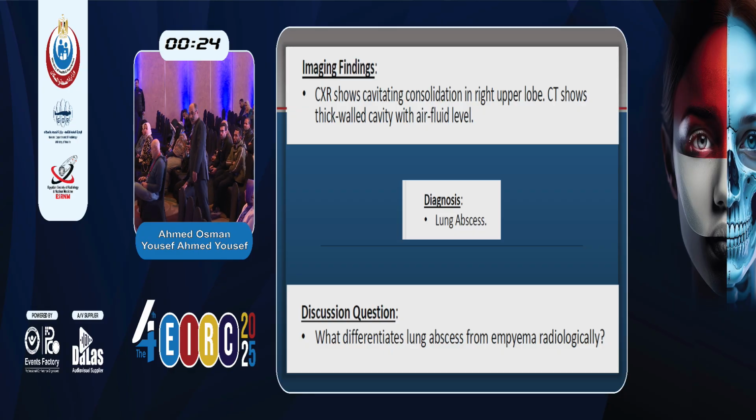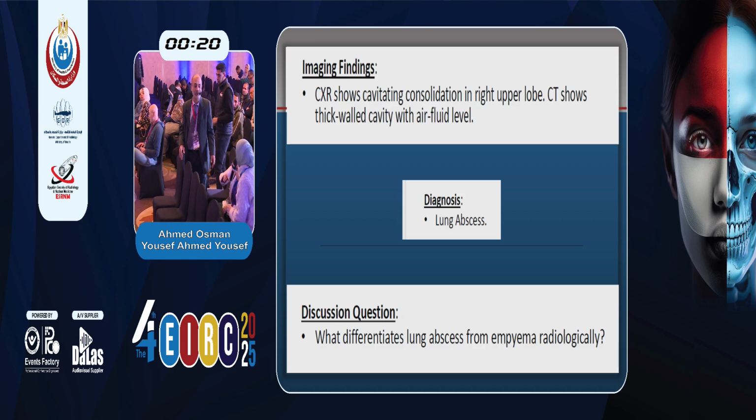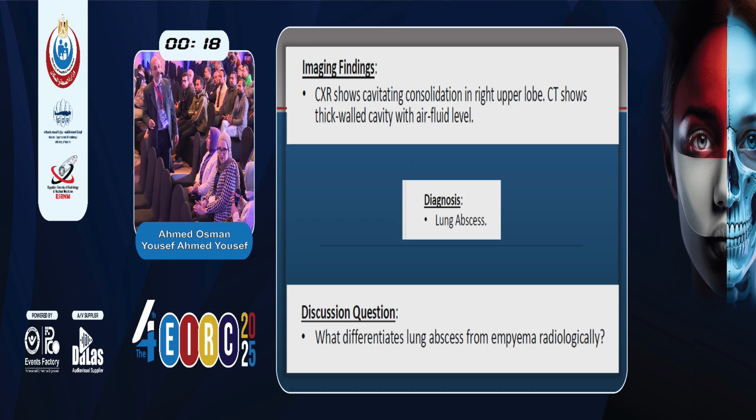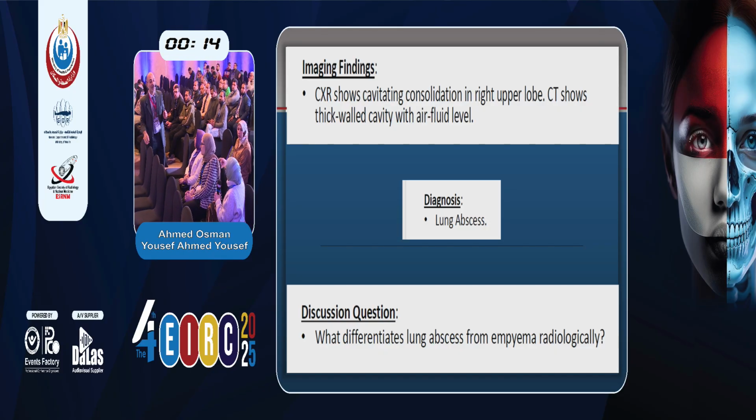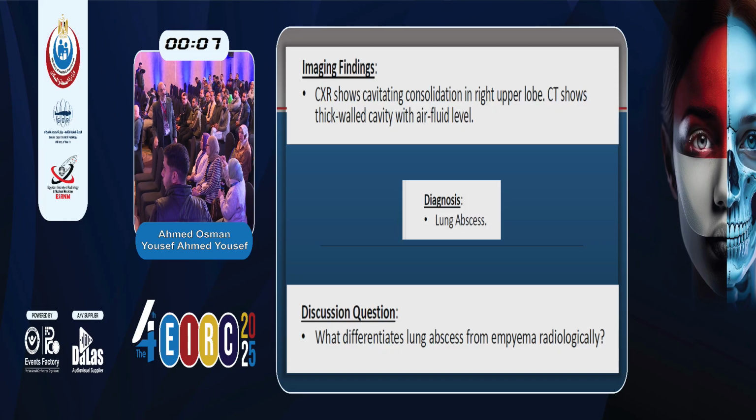Any other? Also the shape, yes, very good. Empyema is elliptical, oblong, or biconvex. It takes the shape of the pleura and is peripheral. But abscess is usually central and rounded.